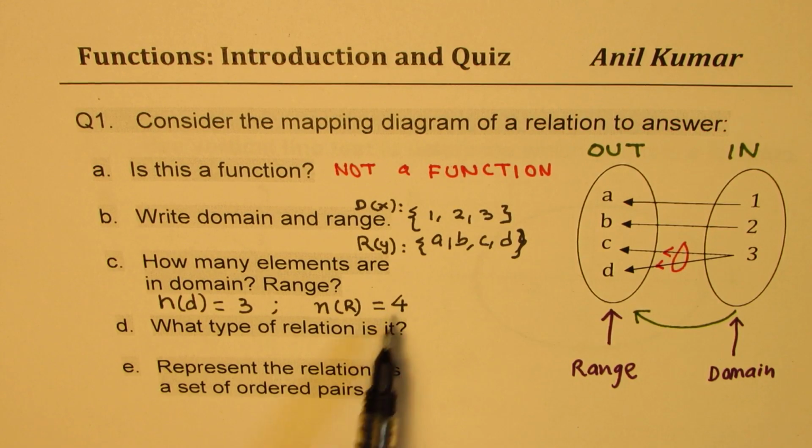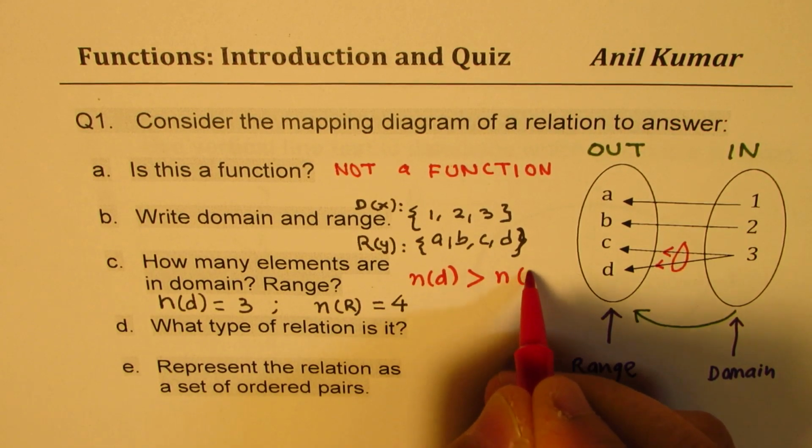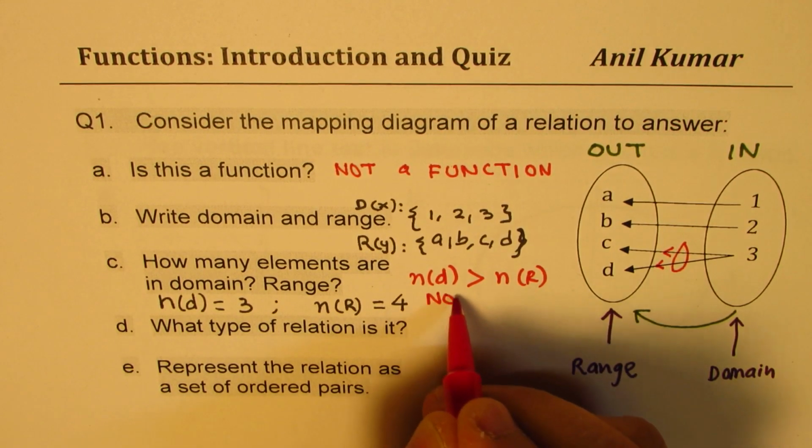Now this is kind of important. If the number of elements in domain is greater than number of elements in range, then it is not a function.